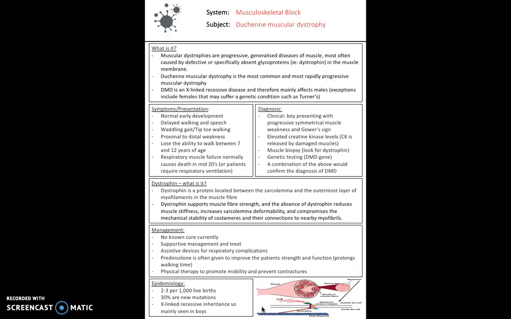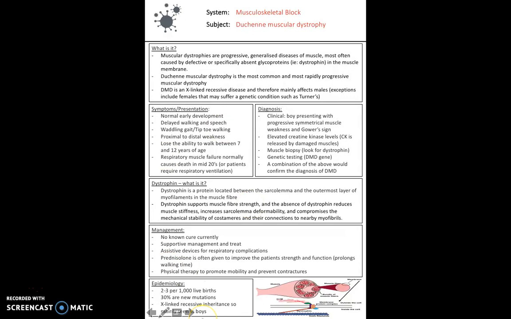Next we look at Duchenne muscular dystrophy, so this is progressive, generalized disease of the muscle, most often caused by defective or specifically absent glycoproteins. So in this case it's dystrophin, the protein dystrophin, which is missing from the muscle membrane. So Duchenne muscular dystrophy is the most common of the muscular dystrophies and most rapidly progressive as well. So it's X-linked recessive in its inheritance pattern and therefore mainly affects males. The only exception to this would be if a male suffers a genetic mutation such as Turner syndrome, and therefore it would affect females as well.